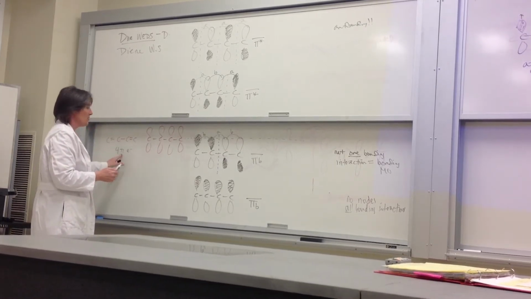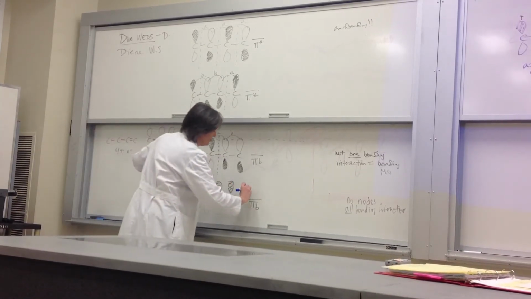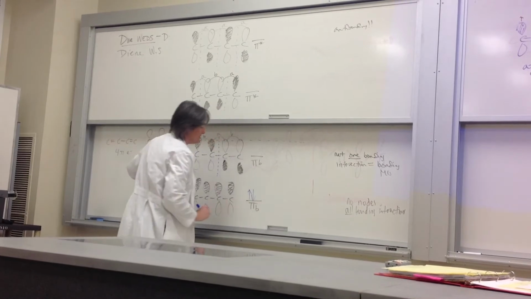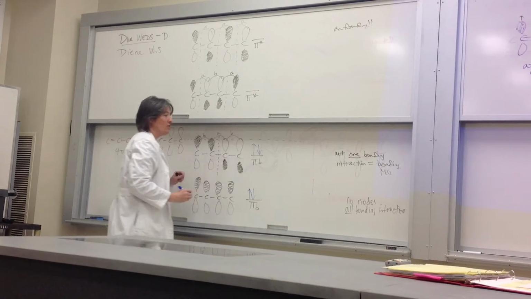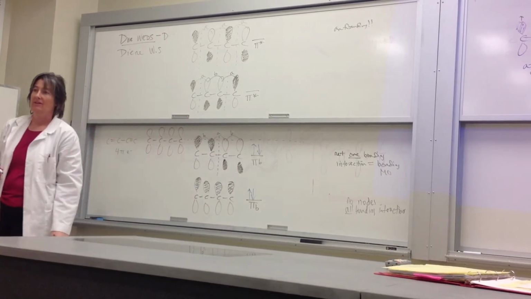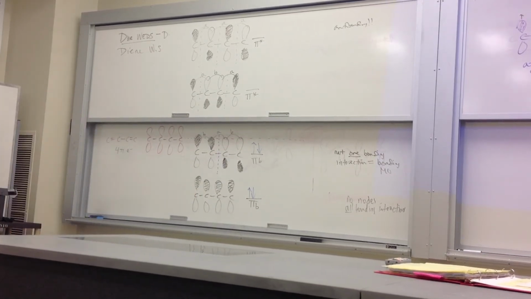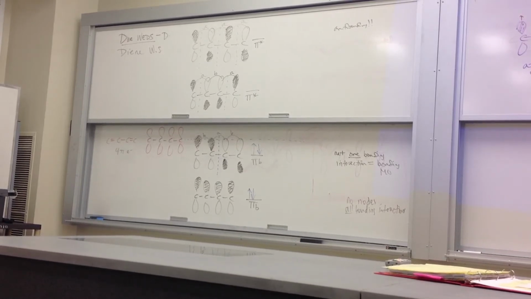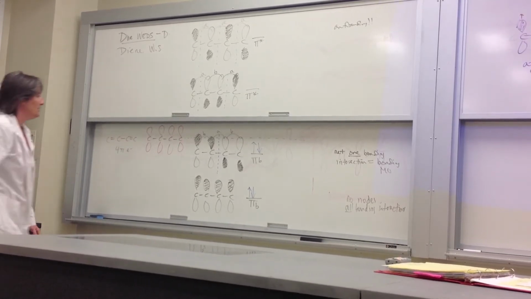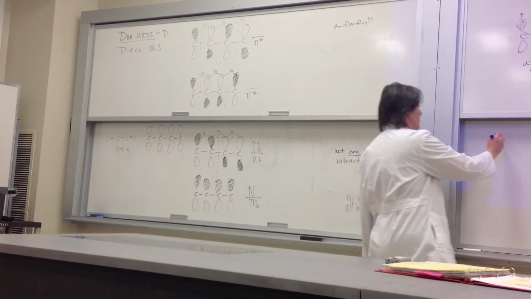I got to put in 4 electrons. 1, 2, 3, 4, and I'm done. So I put my 4 electrons in. They all go into bonding MOs. That's good.